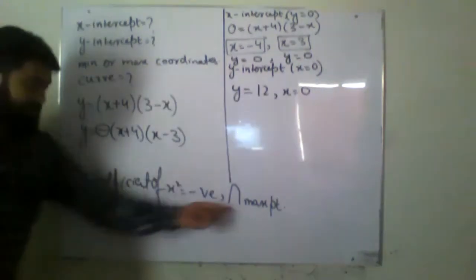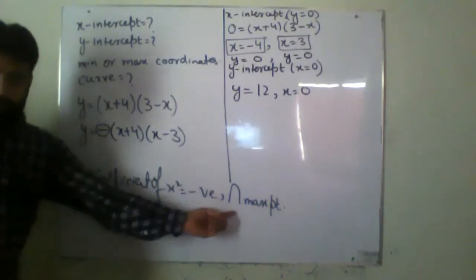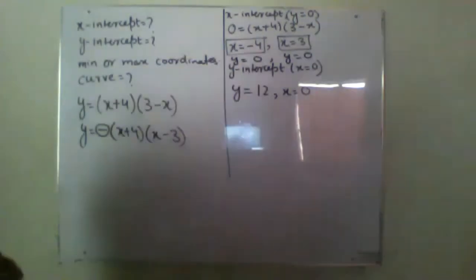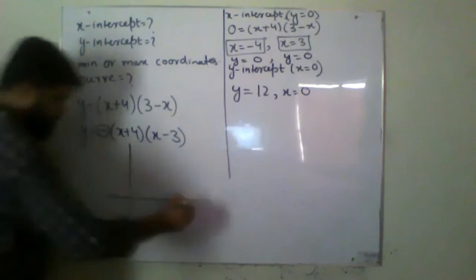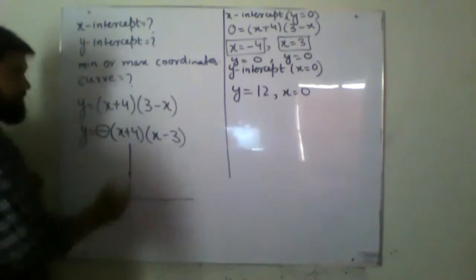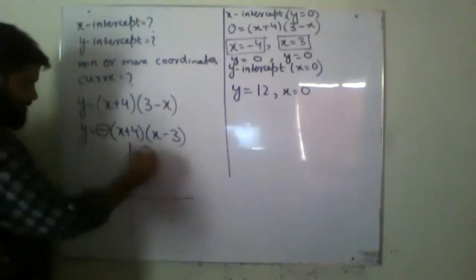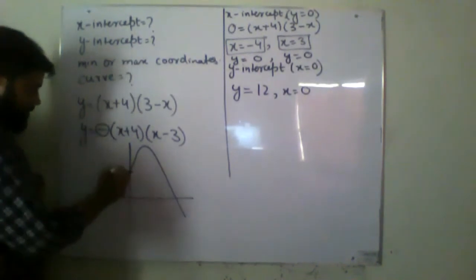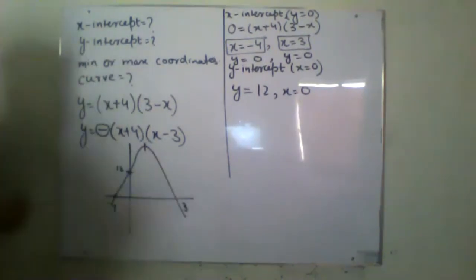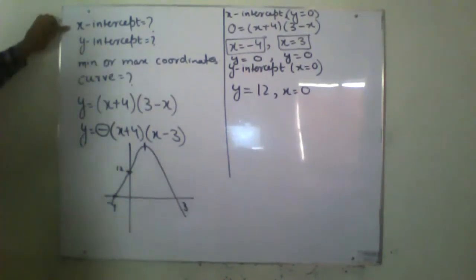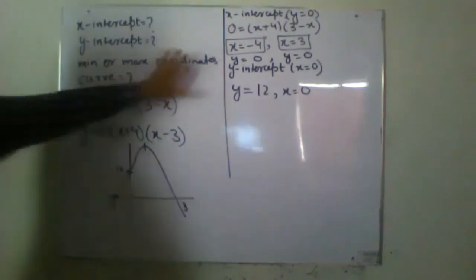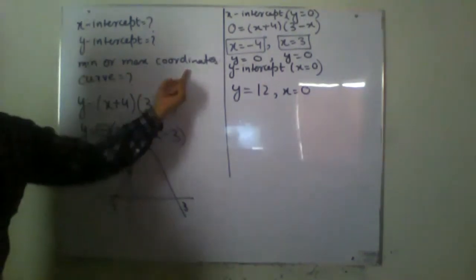Secondly, they are telling us that it is a maximum point curve. It means that I'm now making a rough diagram over here. The point 0, 12, so 12 will be somewhere over here, and minus 4 and 3. This is 12. This is minus 4. This is 3. Now this is the turning point. X-intercept I have found. Y-intercept I have found. Minimum or maximum? Maximum I have found. But I need the coordinates.